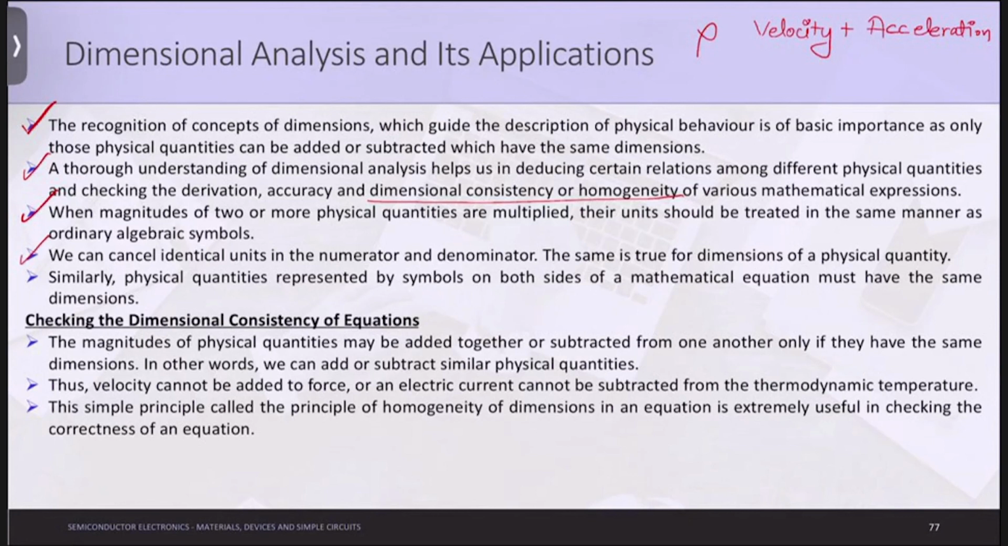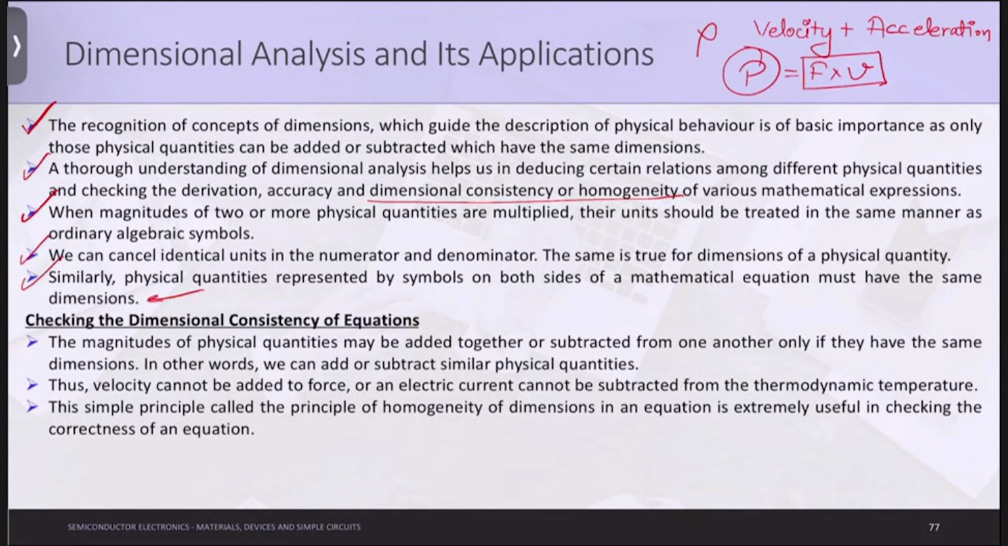Similarly, physical quantities represented by symbols on both sides of a mathematical equation must have the same dimension. So that is one of the crux of your dimensional consistency. Whatever is written on the left hand side should also be equal to the right hand side. The dimensions of both should be the same. Let us say I use an equation, power is equal to force into velocity. Whatever is written here, when you try to find the dimensions of this, that will be equal to the dimension of the left hand side. So this is basically power, and power is nothing but force into velocity.